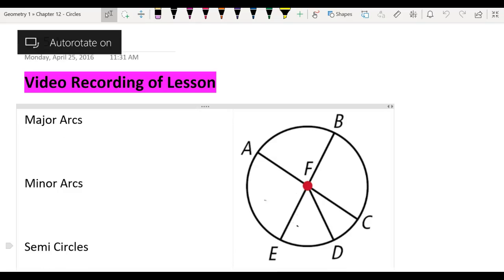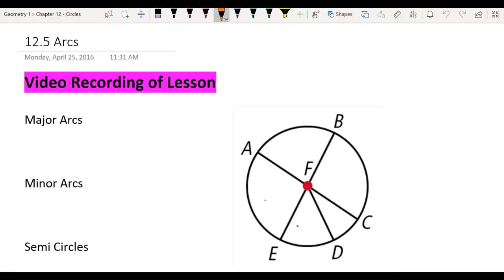All right, 12.5 arcs. Yesterday we touched base on the difference between a major arc and a minor arc. What's the difference? Anyone remember? Which one's bigger? Major arc. A major arc is more than half the circle. A minor arc is less than half the circle.